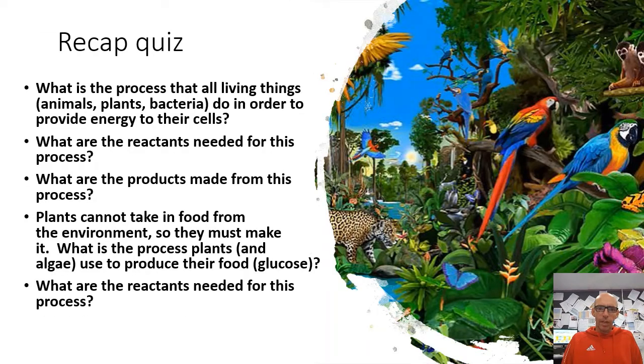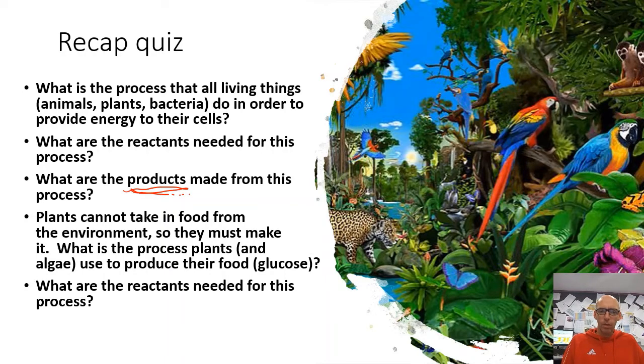Now, in terms of recap, if you look at these questions, so first one, what's the process that all living things, animals, plants, bacteria, what do they do to get energy in their cells? So there's one term, begins with the letter R. You should know that from before. So see if you can remember it, and we'll go on to the answers in a minute. And then for that process, beginning with R, what do you need for it? What are the reactants? Question 2. Question 3, what do you make? So from that process, what are the products made from this process?